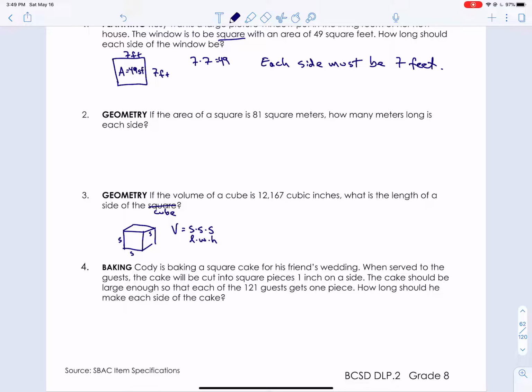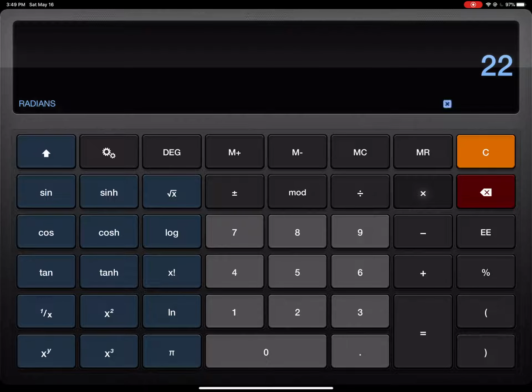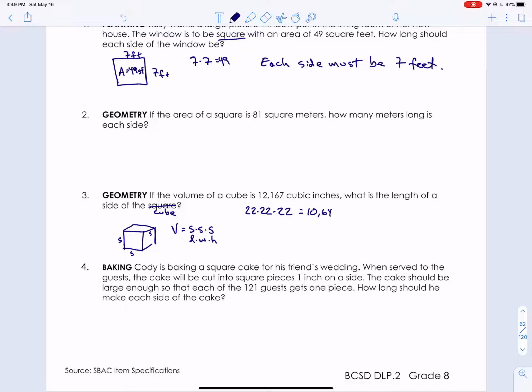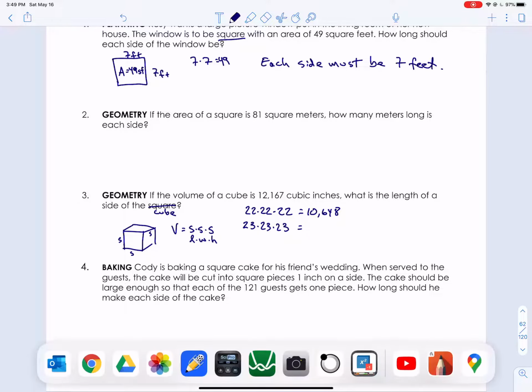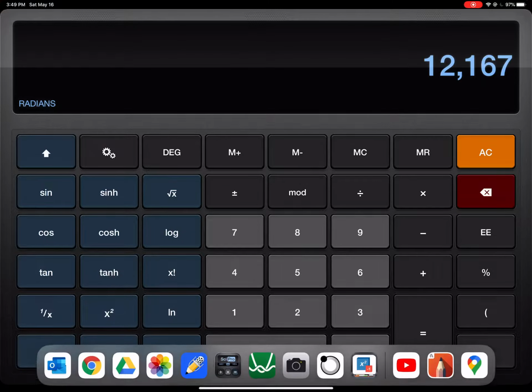So again, I'm going to guess maybe 20, I don't know, 22. 22 times 22 times 22. So let's multiply 22 times itself. 22 times 22 times 22 equals 10,648. Okay, that's not enough, right? We need 12,000. So let's try 23 times 23 times 23 and see what we get. Oh, there it is. 12,167.